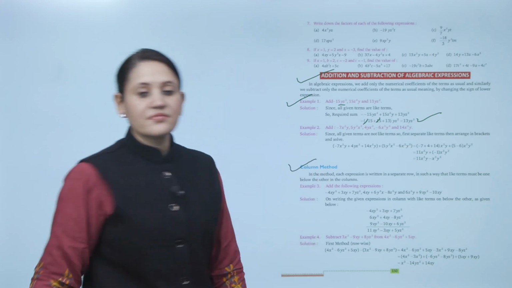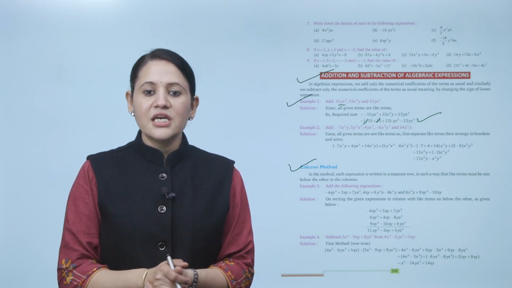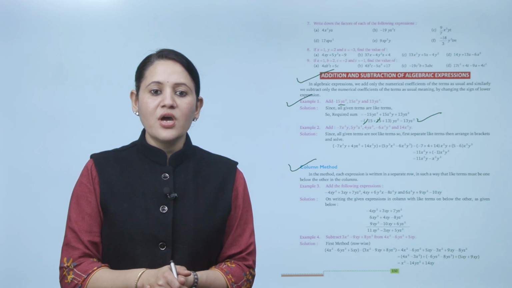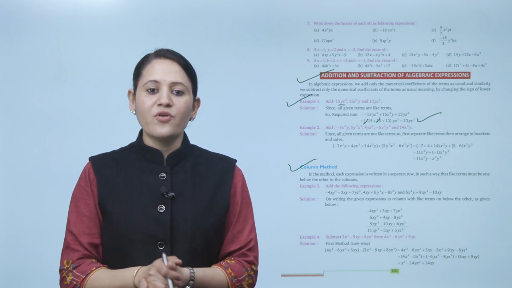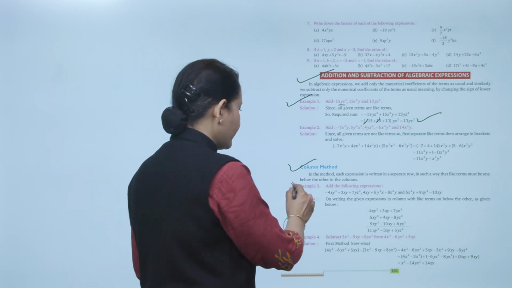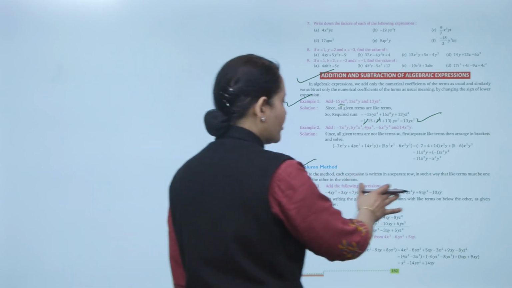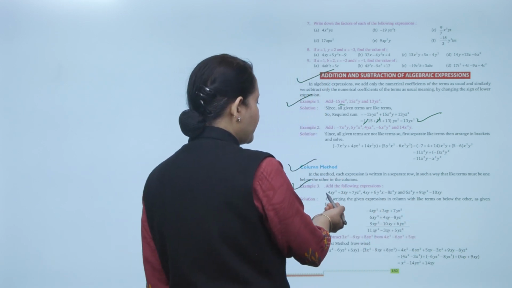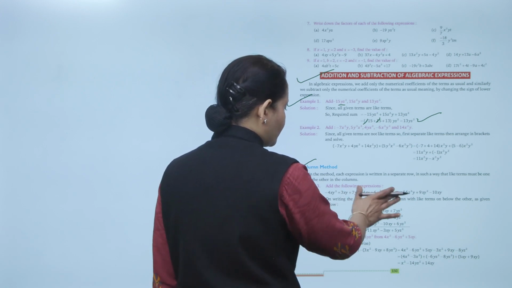Next is column method. In this method, each expression is written in a separate row in such a way that the like terms are one below the other in the same column. We'll take an example. Add the following expressions. We have to add these. So, writing the given expressions in columns with like terms one below the other. First expression is minus 7xy square plus 3xy plus 7yz square.